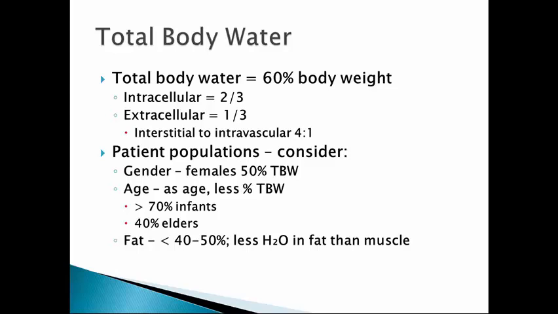As you can see, the vast majority of that is intracellular, about 2/3 of it, and then the rest of it is extracellular. And that extracellular fluid is distributed between the interstitium and the intravascular space, which is that extracellular space. And it's about a 4-to-1 ratio of interstitium to intravascular.